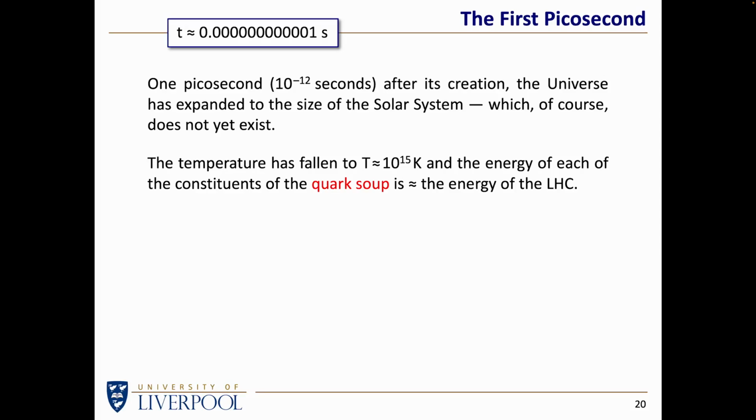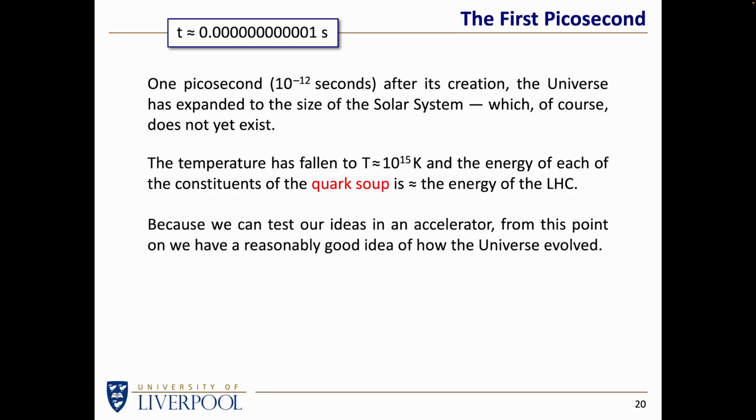In other words, although it's a phenomenally high energy, it is something we can test. We can do experiments by smashing protons together, for instance, and generating the sorts of energies that we're talking about at this particular point after the Big Bang. And it's precisely for that reason that we can test our ideas in a particle accelerator that gives us the confidence to say we think we understand what's going on from this point onwards. From this point onwards, the universe is cooler than 10 to the 15 Kelvin, and it's because we can test our ideas that we have a reasonably good idea of how the universe evolved from this point onwards.